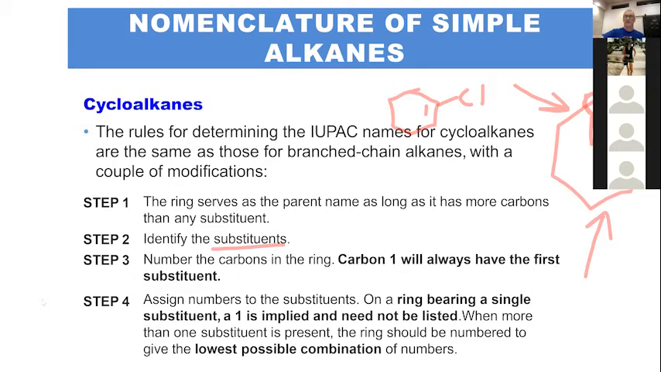If there's more than one substitution, the first one will be at 1, and then you go from there. So if we have a chlorine here and a chlorine there, we wouldn't go 1, 2, 3, 4, 5, 6. We would go the other way, 1, 2, 3. So then we'd have 1,3-dichlorocyclohexane. That's hard to say.